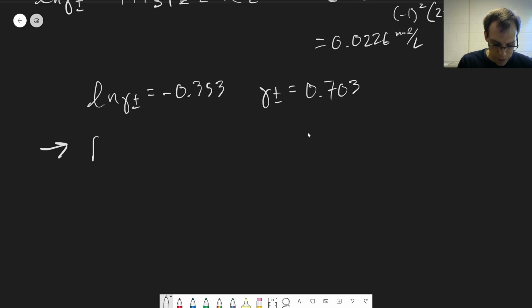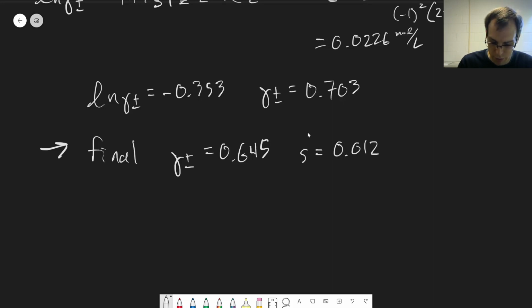The final result, using just the regular Debye-Huckel equation, is that gamma plus minus is equal to 0.645, and S is equal to 0.012 molar. I'm skipping a bunch of steps here, this video is already getting long enough, I don't want to go into too much more detail here.